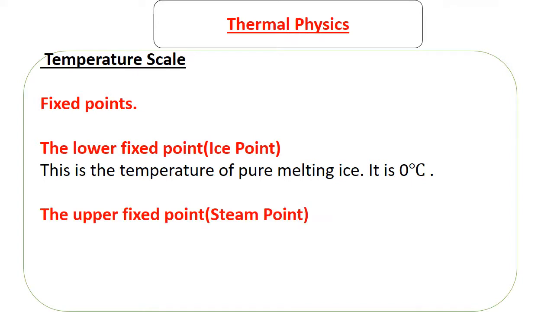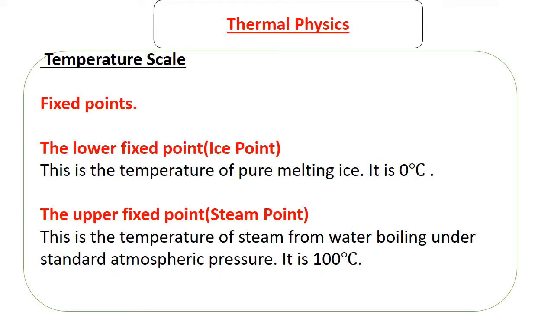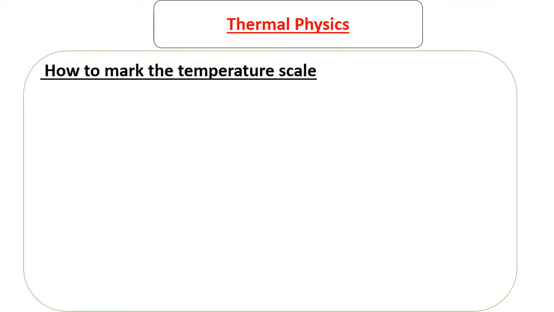Then there's also what is called the upper fixed point, which is also called the steam point, which is 100 degrees Celsius, and is defined as the temperature of steam from water boiling under standard atmospheric pressure. It is 100 degrees Celsius. So you get water boiling, then put your thermometer there, and where your mercury thread is going to be, you mark it as 100 degrees Celsius.